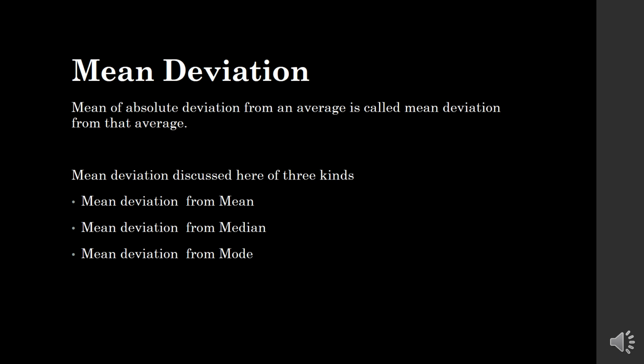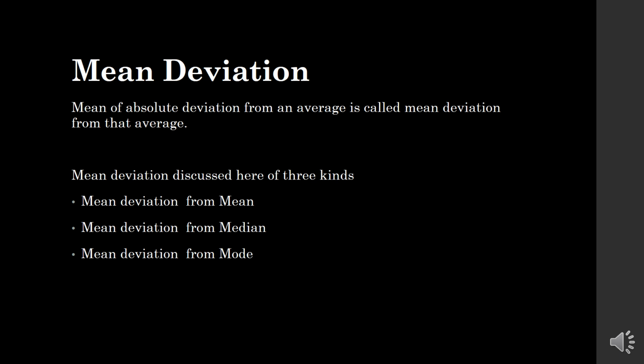Absolute deviation means that we have different observations in our data, and we find out the variation of that data. So we are just finding out the absolute deviation from the average. So why is this written as an average? Because in this dispersion we are using three different kinds of averages. One is the mean, the second one is the median, and the third one is the mode.